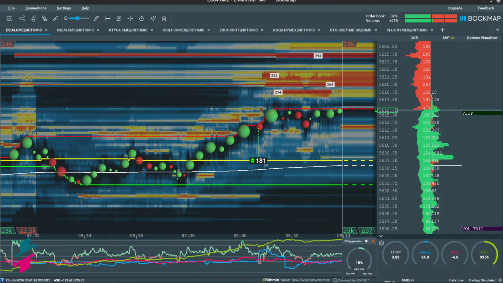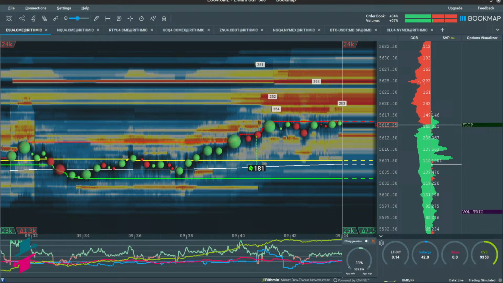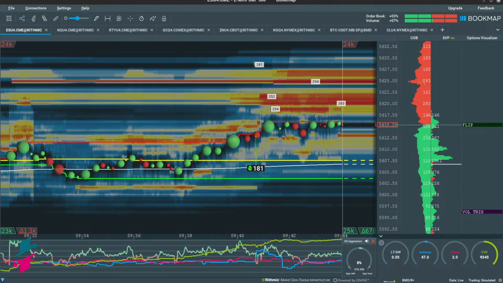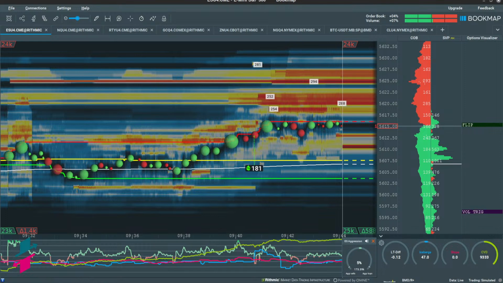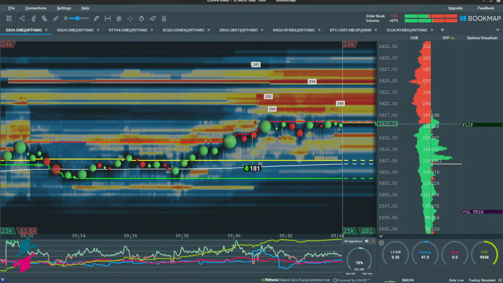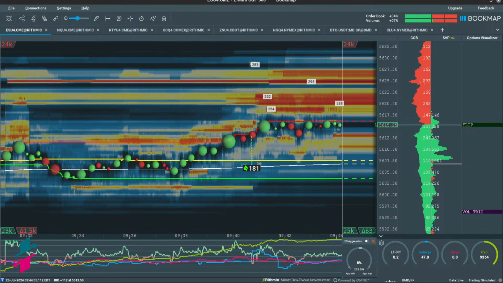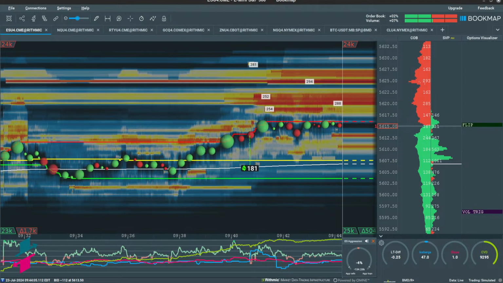We do see some of that liquidity overhead continuing to build at 56.25 as well, which could become more magnetic as we approach it. Price is certainly moving in the right direction. The order book, however, is not as liquid as I would hope. Only 49,000 order book depth, which does imply elevated potential for realized volatility.